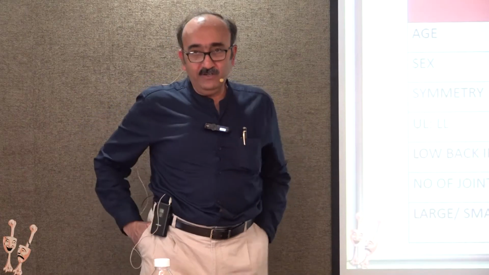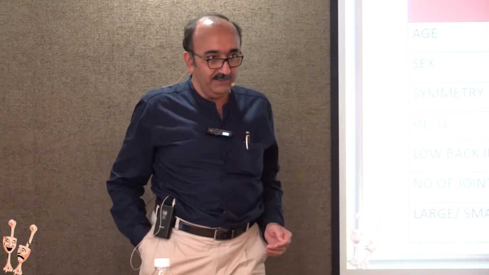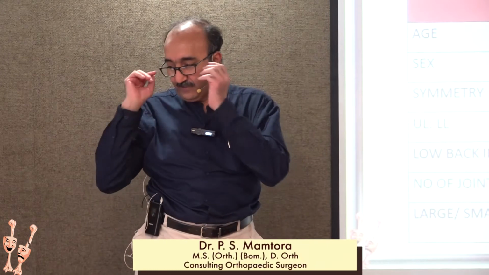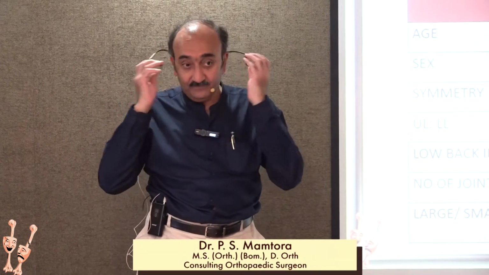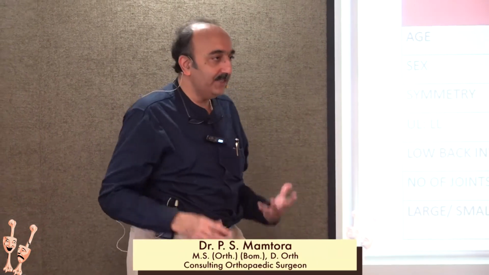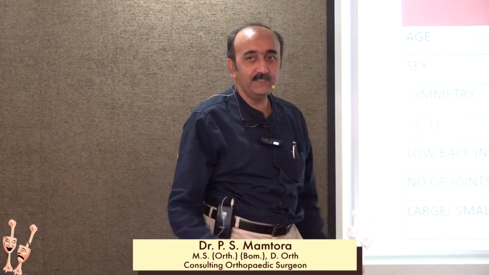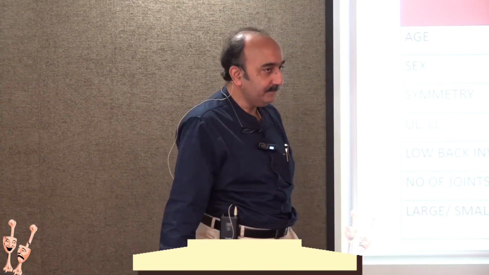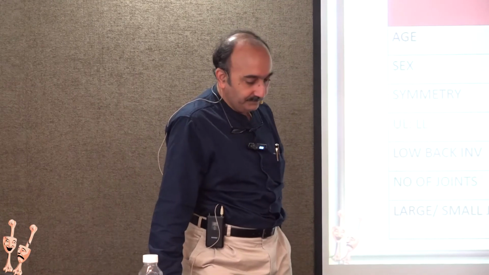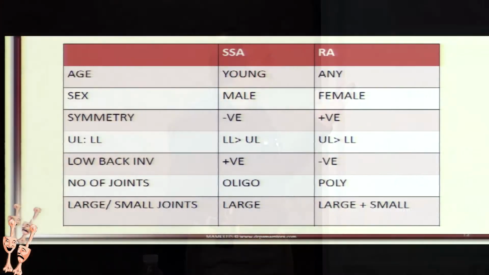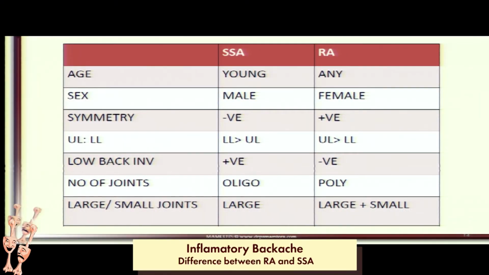So once we talk of seronegative spondyloarthropathy, we talk of RA also in the same breath. So how do we differentiate seronegative spondyloarthropathy versus RA? Seronegative arthropathy, usually males, usually young. Rheumatoid, usually females and any age group.